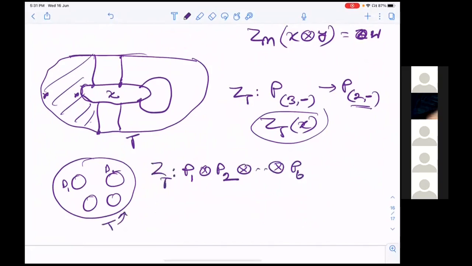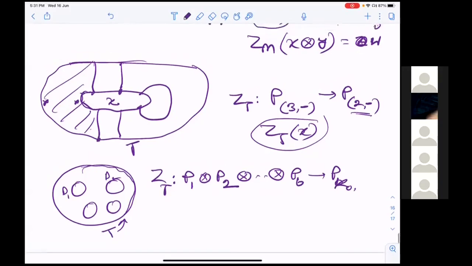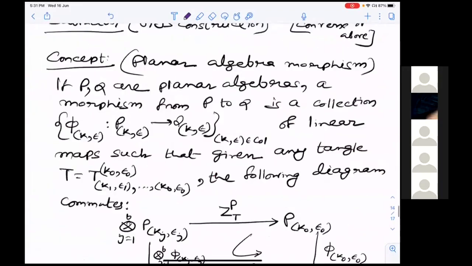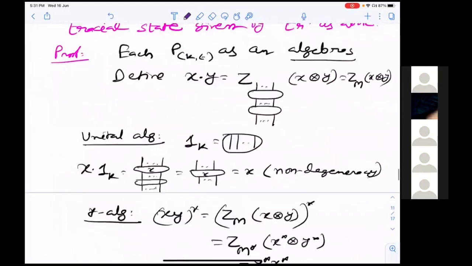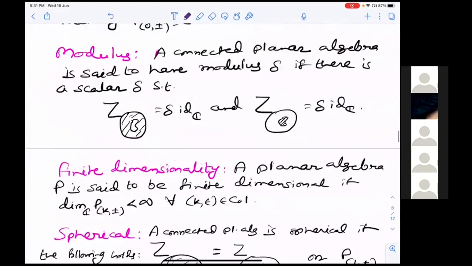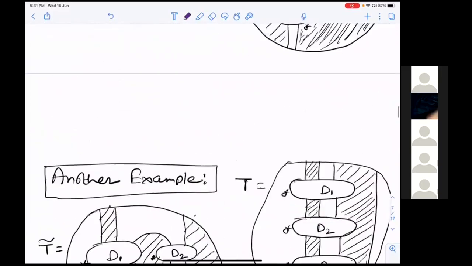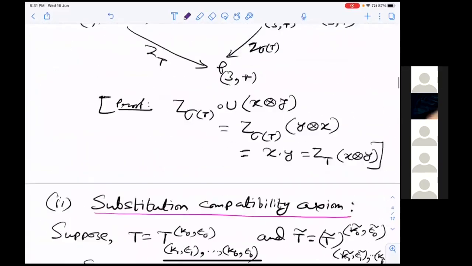ZT is just a linear map from this tensor product to P of P naught. Suppose the color of the external box is K naught. So it is Pk. That is, in the internal boxes you will put some input, and as a result you should get an output, that is ZT. So this is the definition of planar algebra, but ZT should satisfy some natural axioms, of course, because there is renumbering and all these things happening, so it should be compatible.